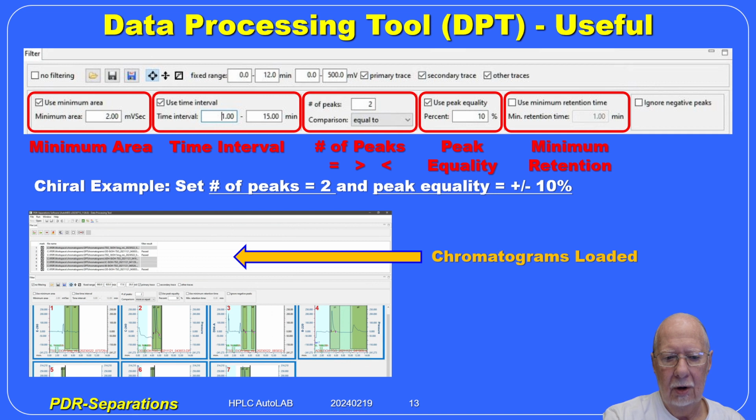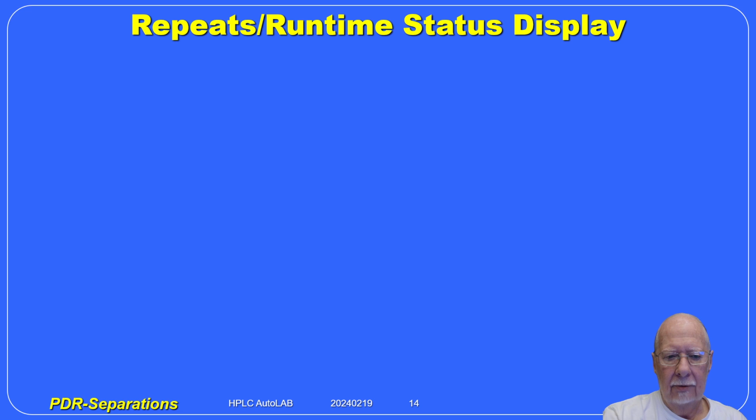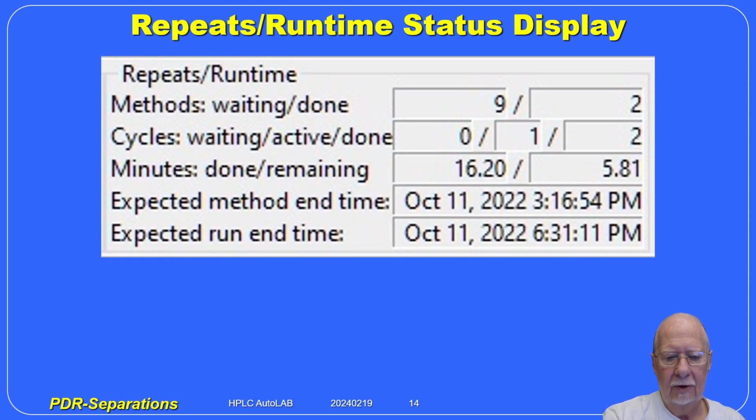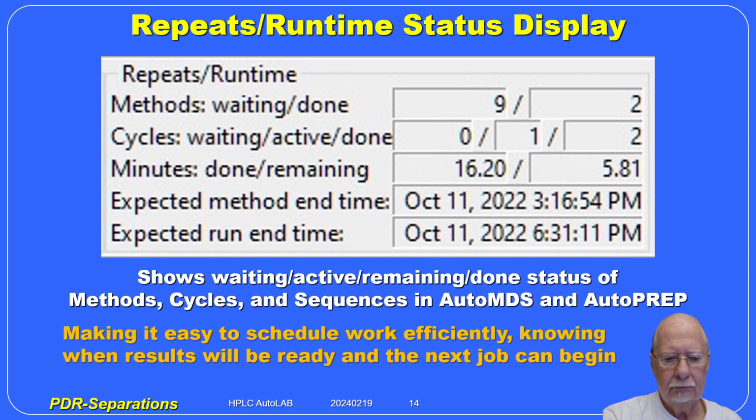Chromatograms load automatically. Filter settings are applied and selected chromatograms appear. Repeats runtime status display. Shows waiting, active, remaining, and done status of methods, cycles, and sequences in AutoPREP and AutoMDS, making it easy to schedule work efficiently, knowing when results will be ready and the next job can begin.